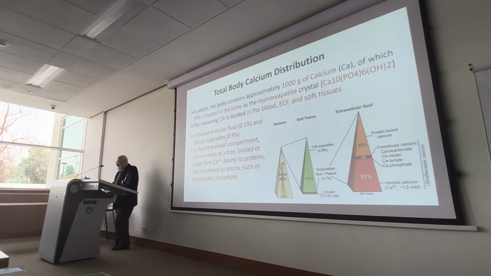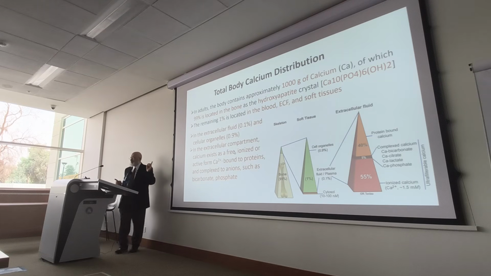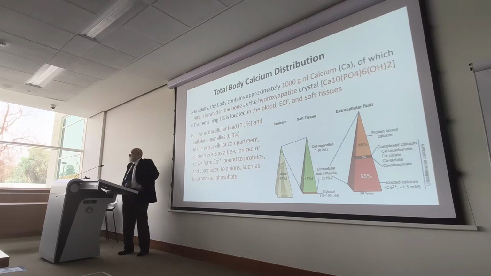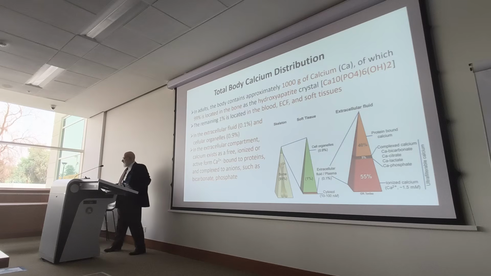Even in the extracellular compartment, the 1 over 1,000 exists in two forms mostly: the free ionized calcium, which is the active form. This is all what we actually worry about, the free ionized calcium, which is half of the 1 over 1,000, so half of the 0.1%. So it's very, very small. The total is about 1 gram, then about 1/10 of that is ionized, so we're talking about 100 milligrams only.